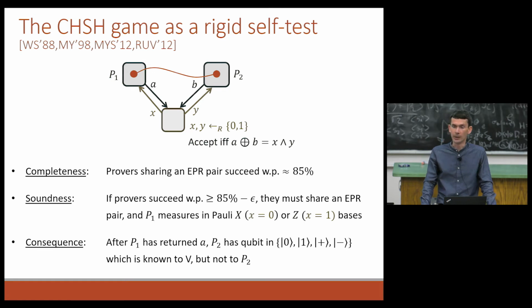Exactly, right. By the previous slide, these self-test or rigidity statements say that, assuming quantum mechanics is correct but not assuming that there are any qubits that you control, if you succeed with high probability, then there's a well-defined qubit in P2 with a well-defined state, 0, 1, plus or minus, that the verifier knows, and P2 doesn't know, because it doesn't have the information that was sent to P1. That's what plays the role of the one-time pad keys now.